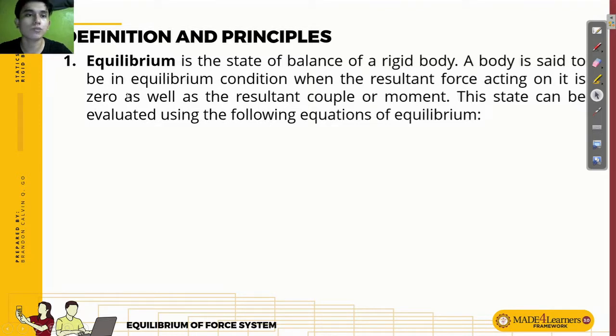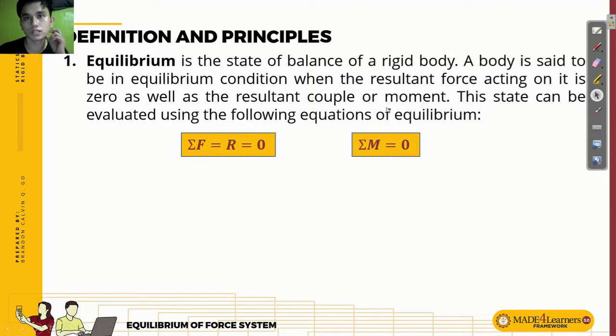A body is said to be in equilibrium condition when the resultant force acting on it is equal to 0, as well as the resultant couple or moment, which is also equal to 0. This state can be evaluated using the following equations of equilibrium. This is where we use the equations, so it is called the equilibrium equation. We have the summation of forces, or the resultant, equal to 0, and the summation of moment, the resultant couple or moment, is also equal to 0.